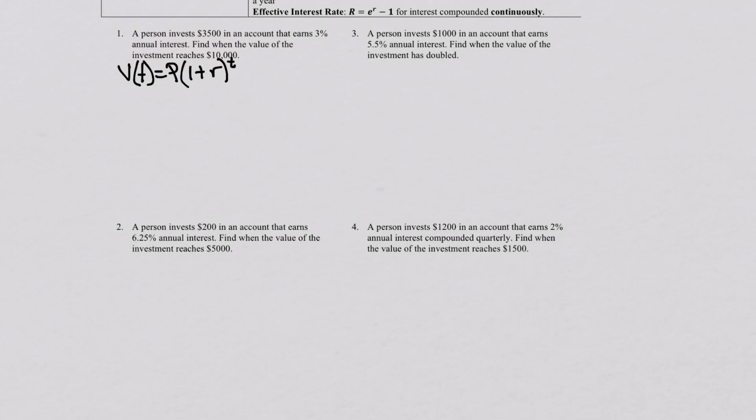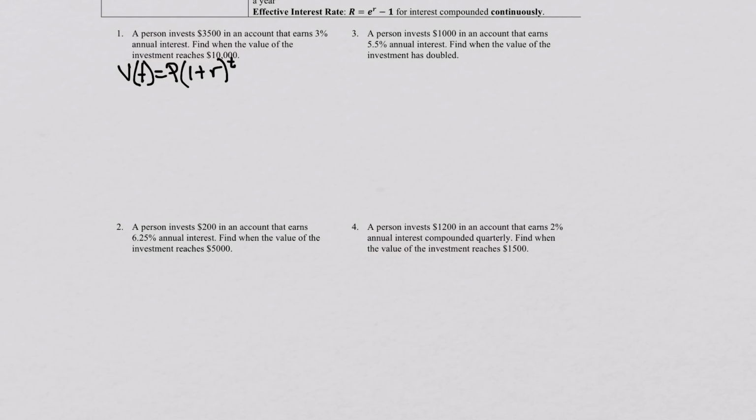Like in number 4. Look at number 4 real quick. 2% annual interest compounded quarterly. So that means that it's not once per year, it's 4 times per year. Every quarter they compound it. Okay. This one doesn't say anything about that, so we know it's once per year. So we use this, the simplest of the formulas.